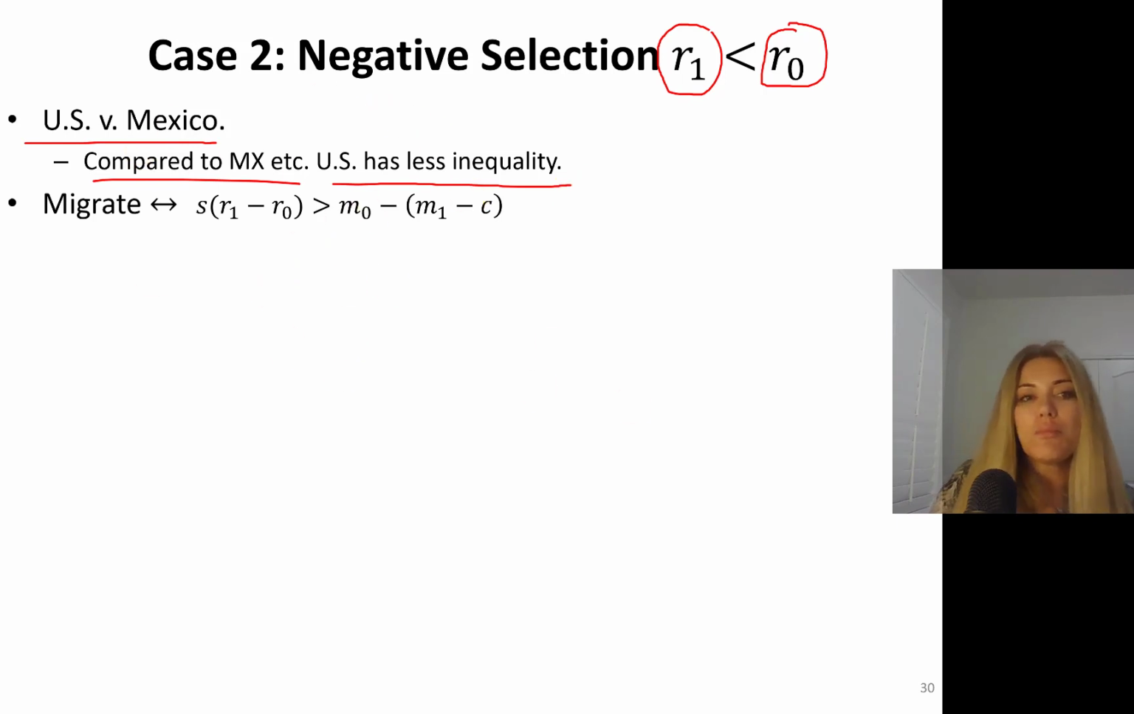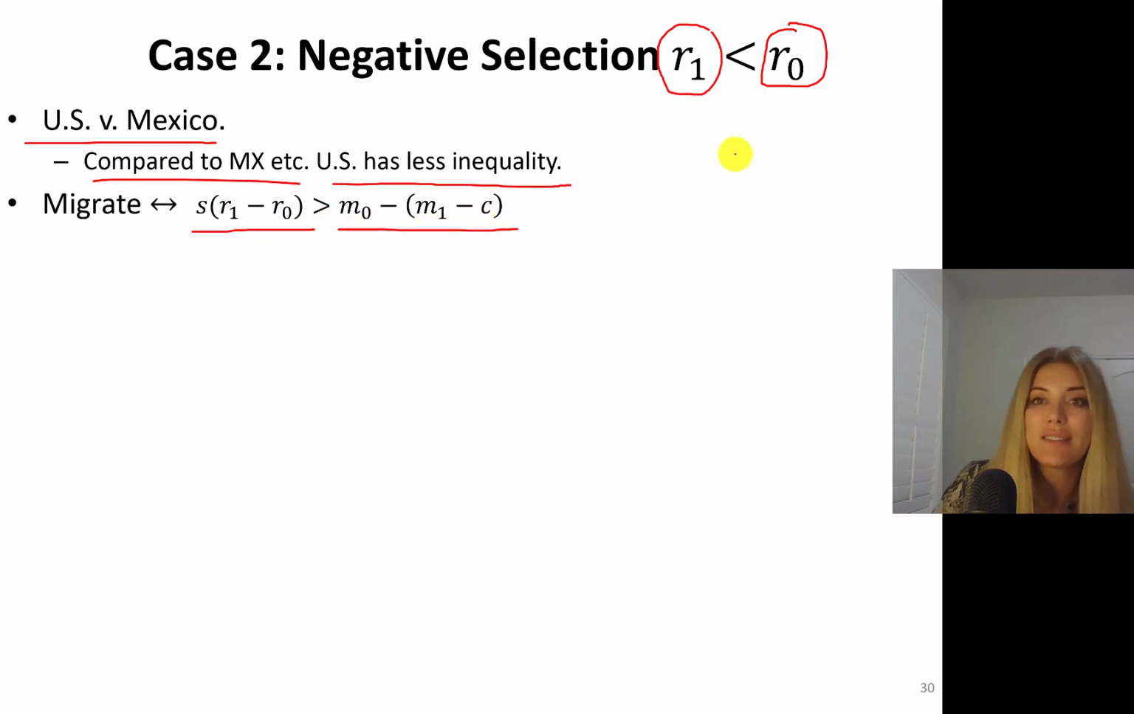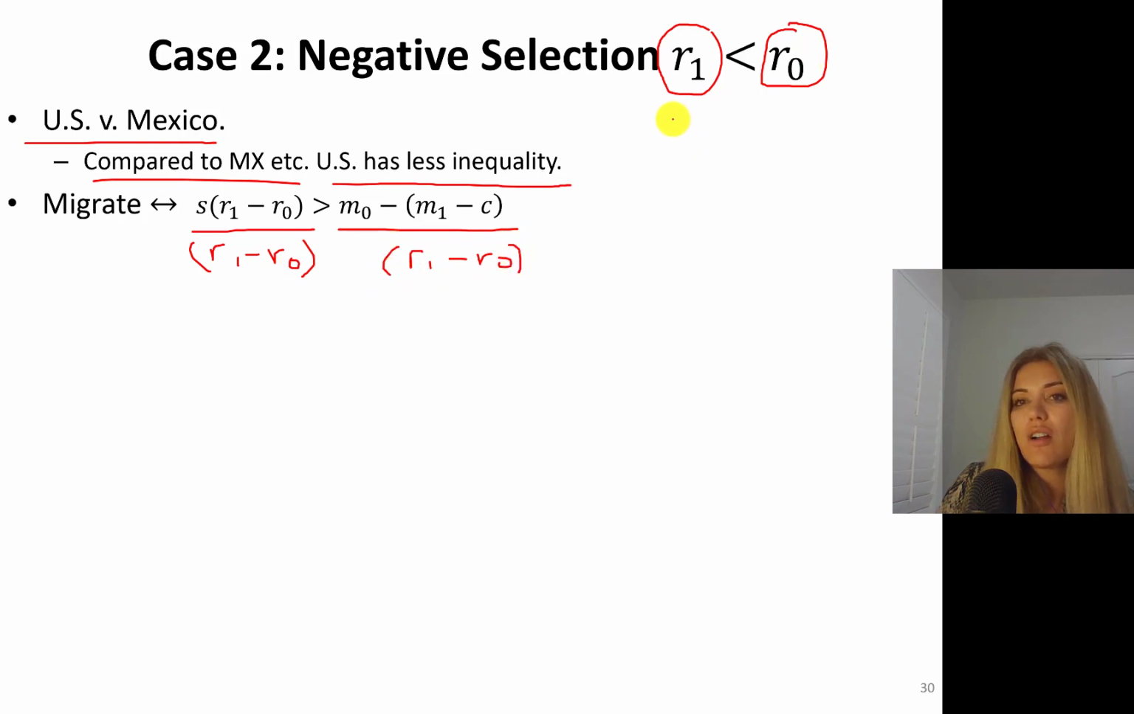So this was the rule. Migrate if, we rearranged it: S times (R1 minus R0) is greater than M0 minus M1 minus C. We got this already. It's in your notes. So we're going to divide everything by R1 minus R0 to leave S by itself. Let's see if this R1 minus R0 is positive or negative. R1 is less than R0. Therefore, R1 minus R0 is going to be less than 0.